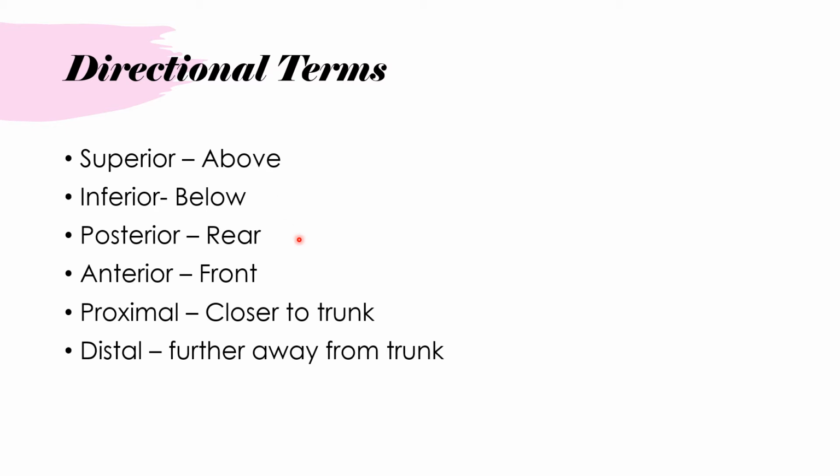Posterior, which refers to the rear. You would say the olecranon is posterior to the antecubital. Anterior is reversed, is the front of, in front of, so you would say the antecubital is anterior to the olecranon. Proximal is closer to the trunk, so you would say the olecranon is proximal to the digits or the digital. And then distal, you would say the digitals are distal to the antecubital.